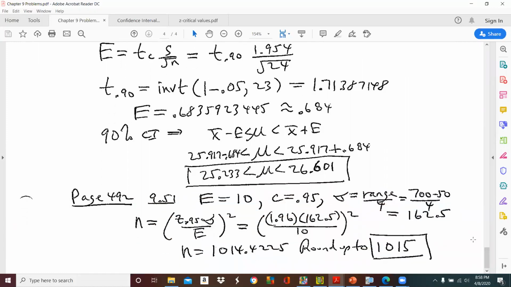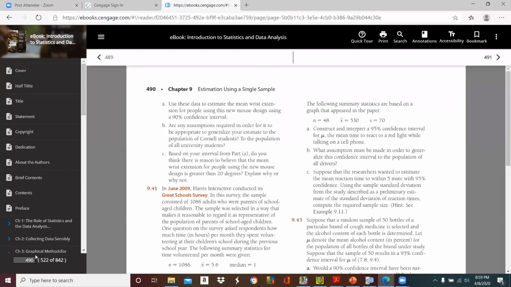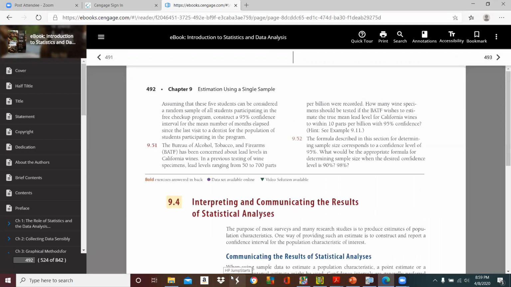All right. The very last problem is a minimum sample size problem for a mean, for a study that will be estimating a mean. Let's get to, this is on page 492, problem 51. And we go to number 51. This one right here.